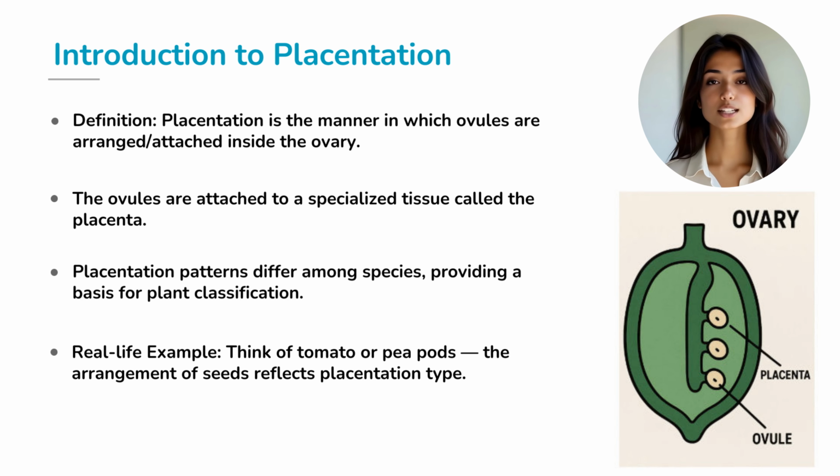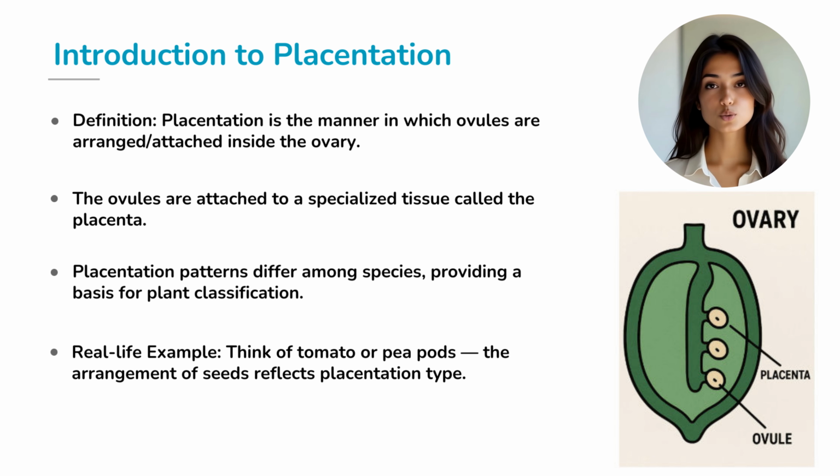Now let's step inside the flower, right into the ovary. Here, we meet another key concept, placentation. Placentation refers to the arrangement of ovules within the ovary. The ovules are attached to a tissue called the placenta, which supplies them with nutrients and keeps them in place until fertilization occurs. Just as the arrangement of flowers on a stem matters for pollination, the arrangement of ovules in the ovary matters for seed development.